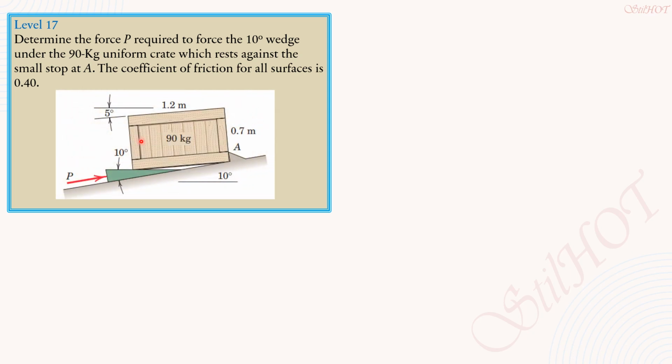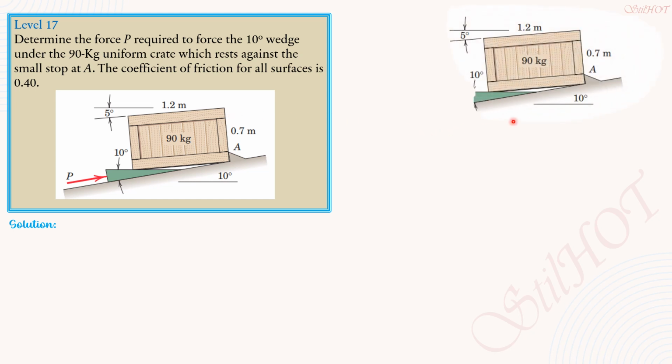So for our solution, let's draw the free body diagram of the crate first. And take note that the angle of the wedge is 10 degrees and the incline is also 10 degrees. Therefore, the top of the wedge is horizontal as shown, though the crate makes an angle of 5 degrees with the horizontal. So this is the free body diagram.